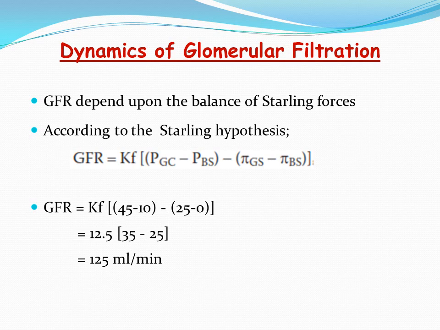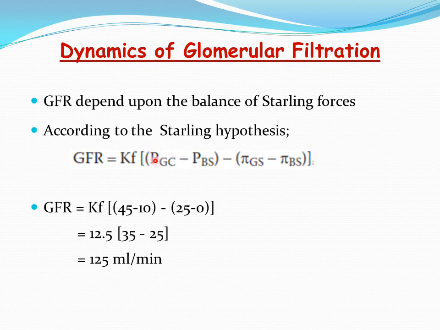Now look at the dynamics of glomerular filtration. There are certain forces that determine the glomerular filtration, known as the Starling's forces. According to the Starling forces, GFR is equal to Kf, the filtration coefficient, into the difference between PGC and PBS, and the difference between pi GC and pi BS. Here it should be C in place of this S. This Kf means the filtration coefficient, which depends on the permeability of the filtration membrane, the glomerular membrane state.